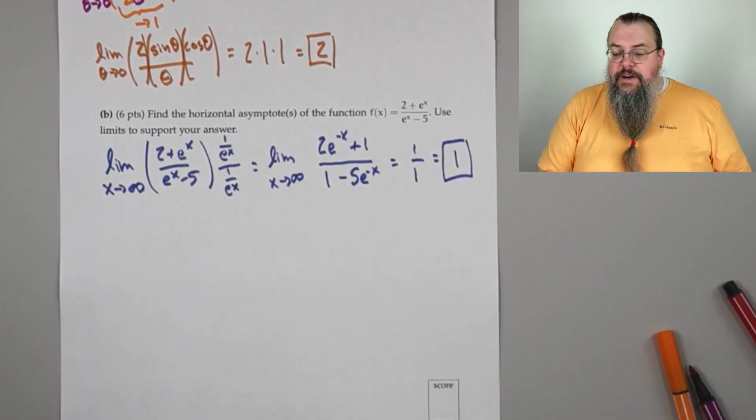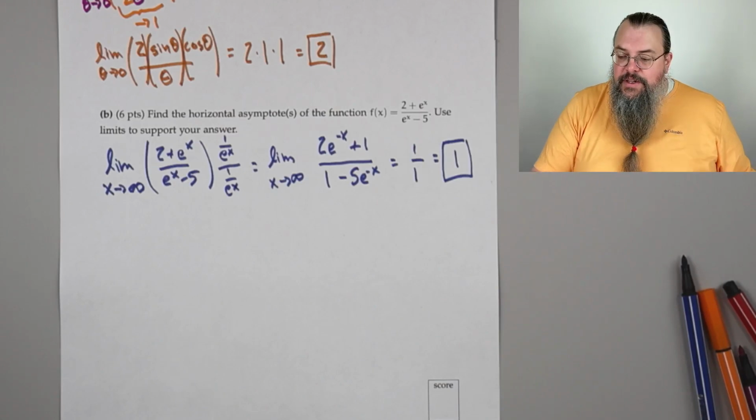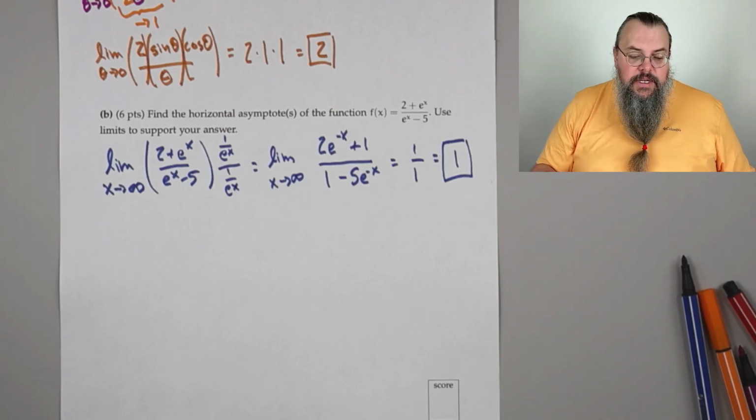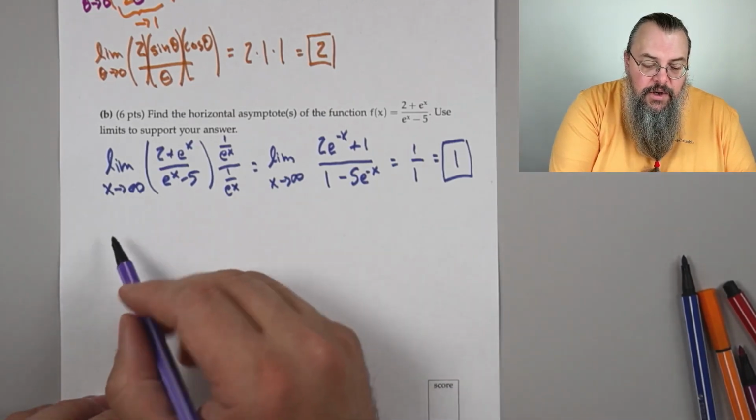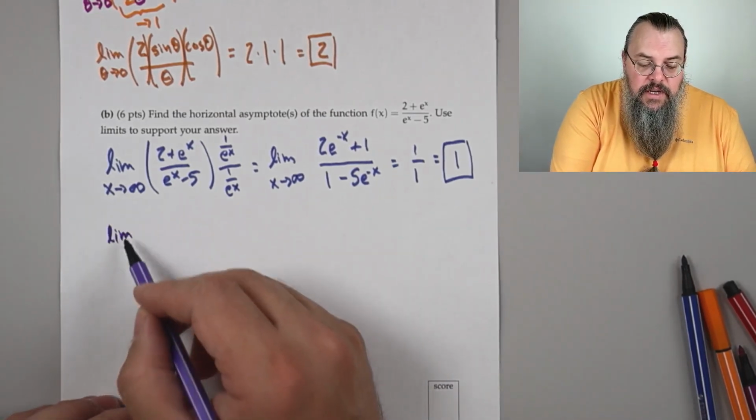All right, well now let's do another one. Okay, good. Well, what's our other one? Instead of positive infinity, we can go to negative infinity.